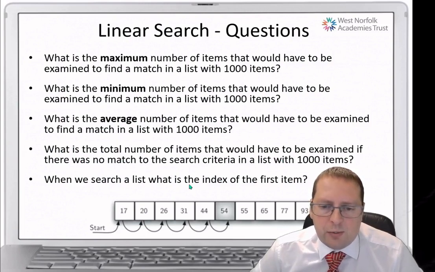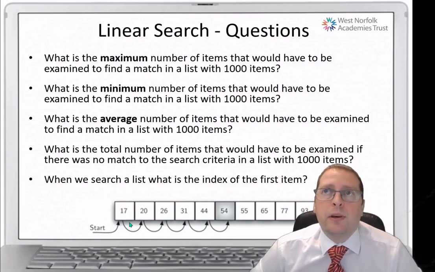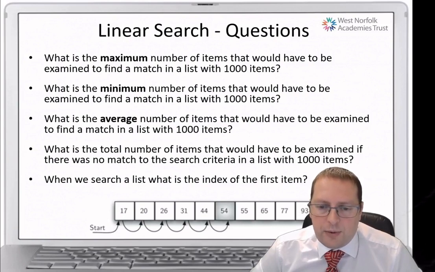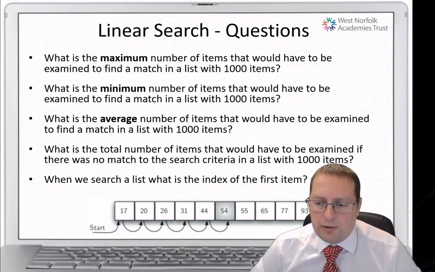And when we search a list, what is the index of the first item called? What's this item here called? So that is a linear search. I'm going to pause the video here and you can have a go at those questions.